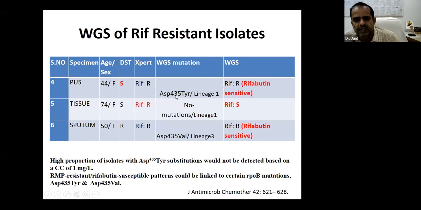Now, this particular mutation, 435 tyrosine, is known to produce low-level resistance. Low-level resistance means the MICs would be on the lower level. The cutoff of 1 milligram used in phenotypic DST will not pick up this resistance. So WGS reported resistance because it has high confidence. The mutation was found, GeneXpert also reported it, but DST will come sensitive because the MICs are on the lower end. The 1 milligram cutoff will not pick it up. So it is a resistant isolate, but phenotypic susceptibility will be seen because it will not be picked up by the breakpoint of 1 milligram.